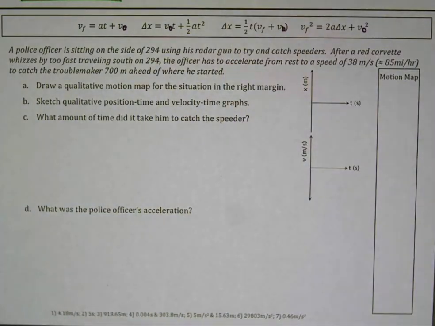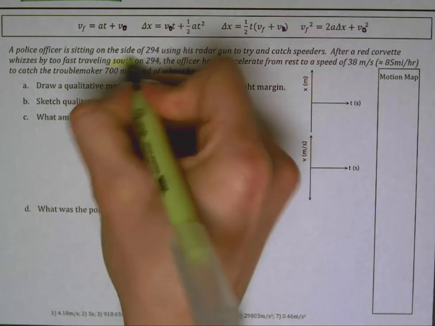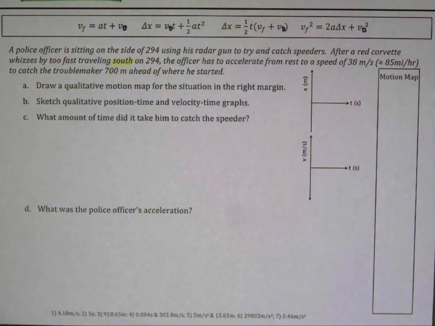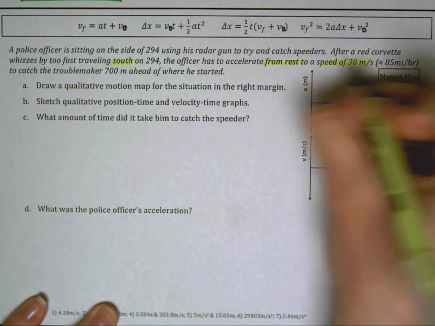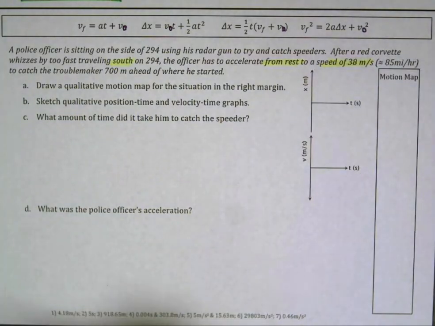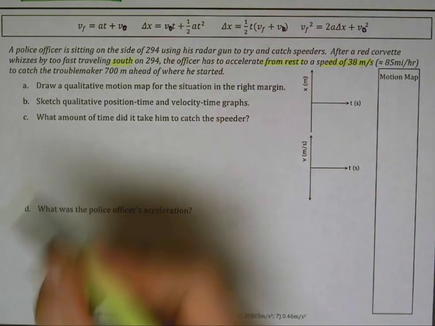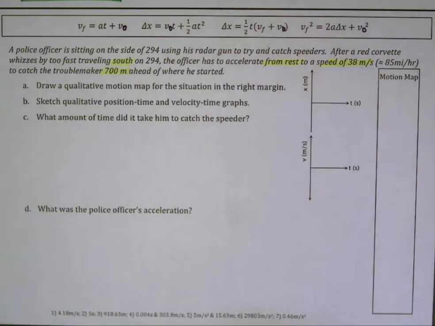A police officer is sitting on the side of 294 using his radar gun to try and catch speeders. Uh-oh. A red Corvette whizzes by too fast, traveling south on 294. The officer has to accelerate from rest to a speed of 38 meters per second to catch the troublemaker 700 meters ahead of where he started. So the first part says, draw a qualitative motion map in the right margin.